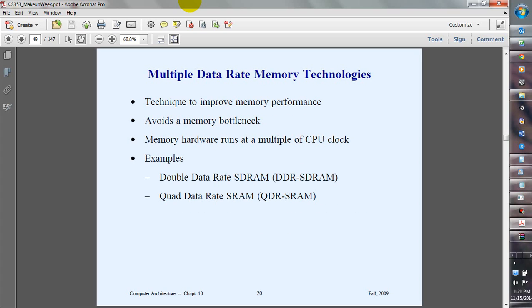Multiple data rate memory technologies are a technique that is employed to improve memory performance, as memory is often the bottleneck. Speeding up memory is going to increase the overall performance of a computer. An approach that's used is to run the memory system as a multiple of the clock rate. Technologies here are called fast data rate, double data rate, quadruple data rate, that kind of thing. Quadruple data being quad data rate SRAM. So it's a multiple of the CPU clock.